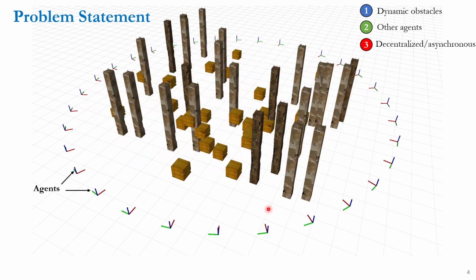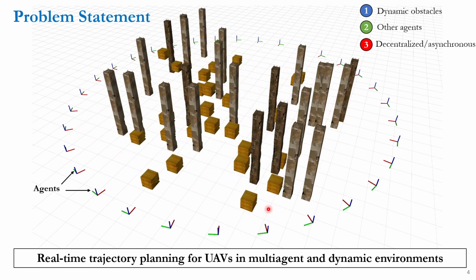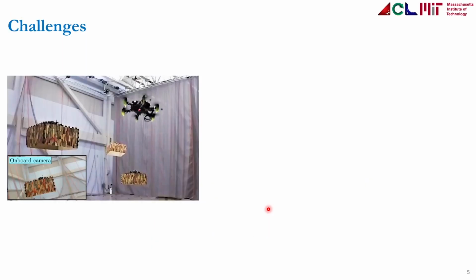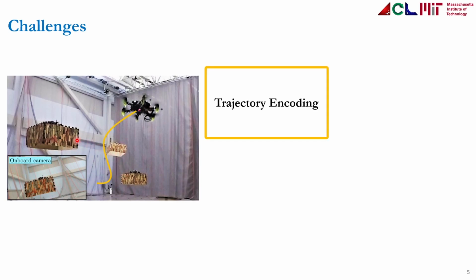And this leads me to the problem statement of this thesis, which is real-time trajectory planning for UAVs in multi-agent and dynamic environments. There are four challenges to this, and all of them can be visualized in this picture. In this picture, you have an agent, a UAV, that is planning trajectories while avoiding these three dynamic obstacles. So the first challenge we need to overcome is how to encode the trajectory in the constraints. The idea is that we will impose collision avoidance constraints, and we need to answer the question of what representation we are going to use of this trajectory in the constraints.